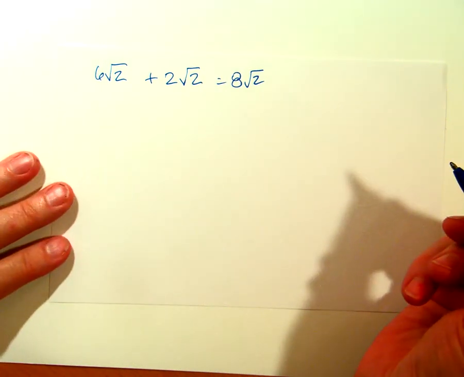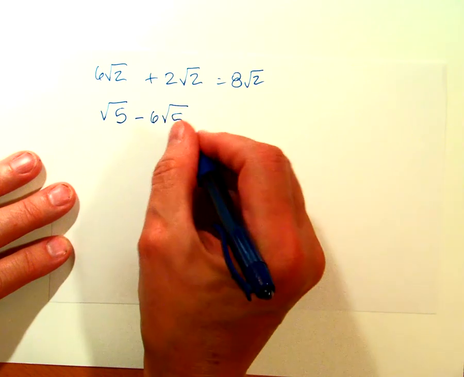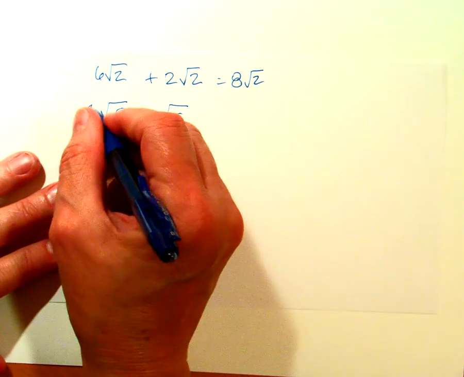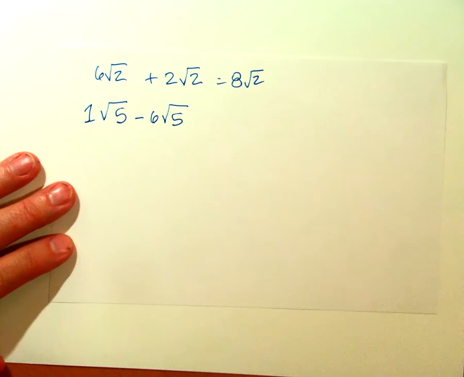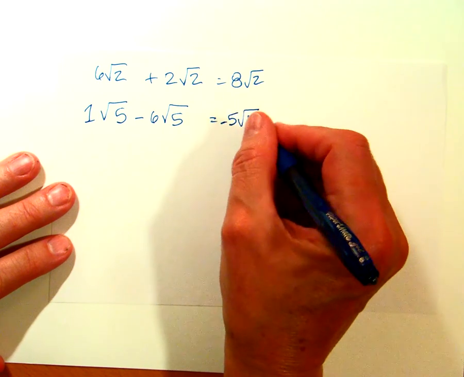Well, how about the square root of 5 minus 6 times the square root of 5? Well, you've got one of them here. Remember, there's a 1 there. You can write it if you want. And you're taking away 6. Oh, my goodness, you must owe 5 of them. Okay?